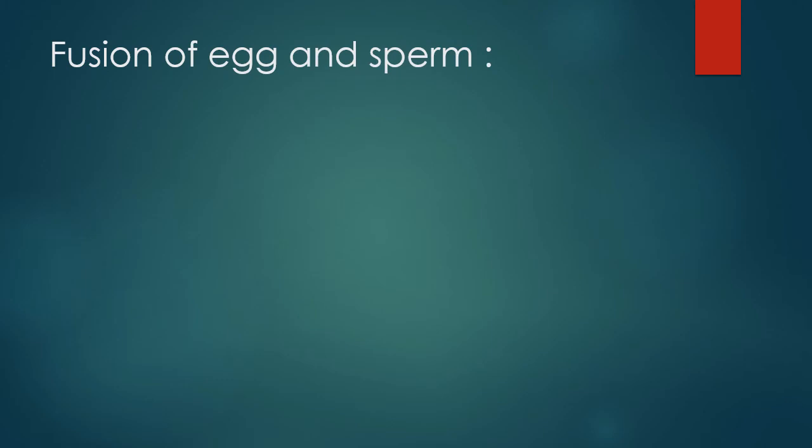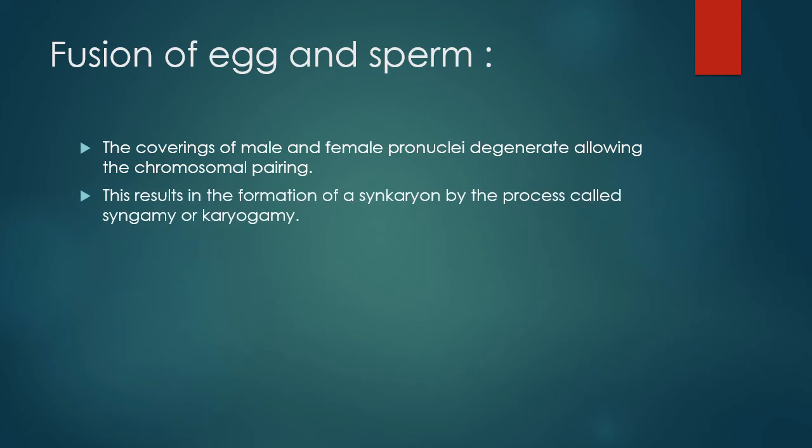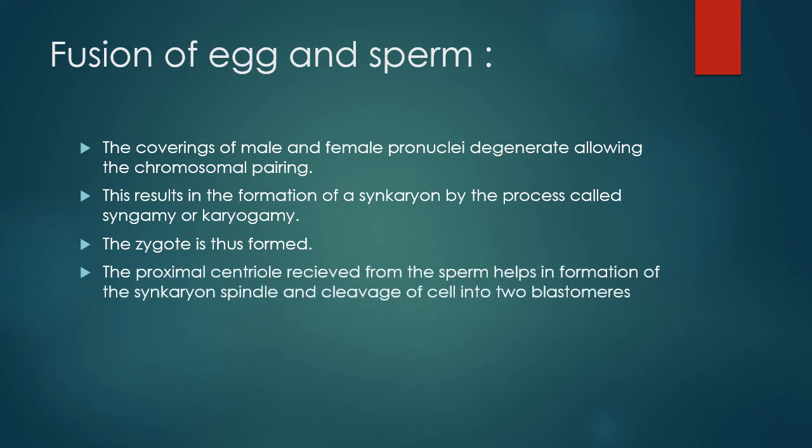Fusion of egg and sperm. The coverings of male and female pronuclei degenerate, allowing chromosomal pairing. This results in the formation of a synkaryon by the process called syngamy or karyogamy. The zygote is thus formed. The proximal centriole received from the sperm helps in formation of the synkaryon spindle and cleavage of the cell into two blastomeres.